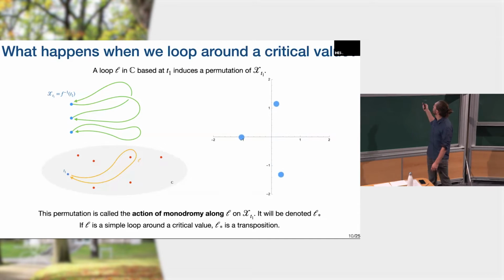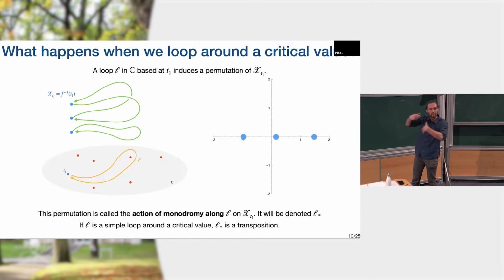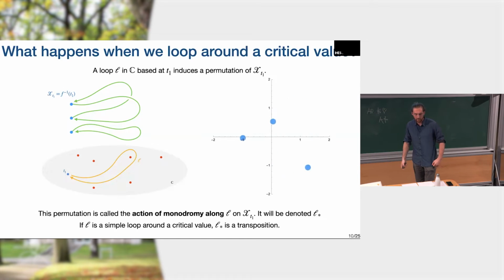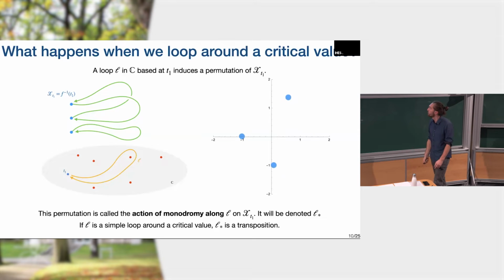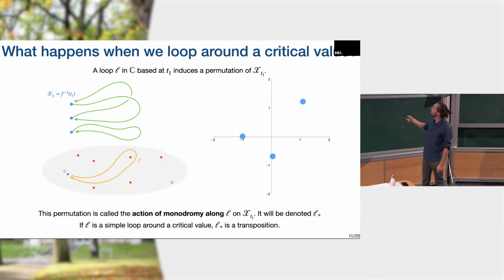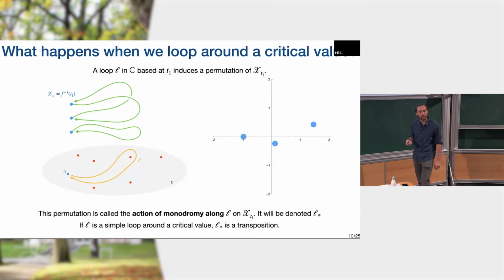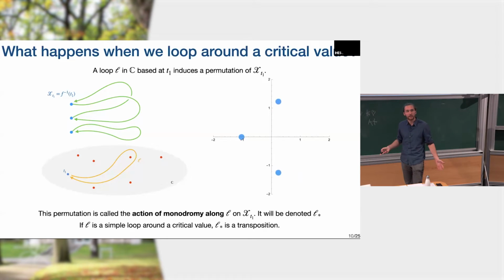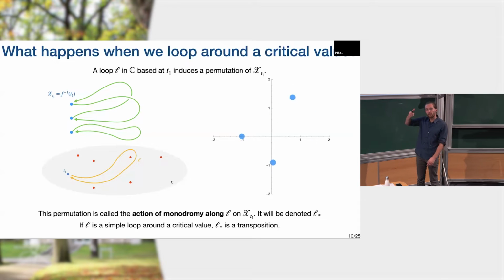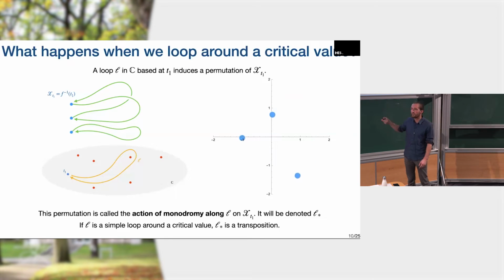And so this is an actual example. This is a representation of the roots of the actual example of the elliptic curve that I showed in the previous slide. And another point is that if you take a simple loop around one single critical point, this permutation cannot be anything. It has to be a transposition. So precisely 2 points get permuted with one another, and the rest are fixed.